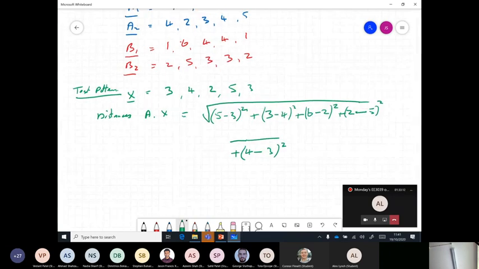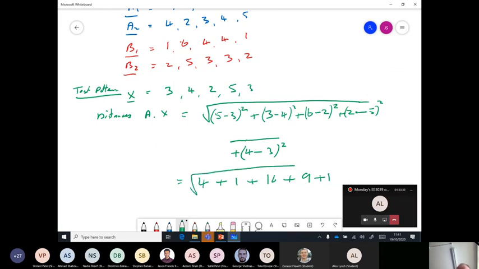And working that out, it is going to be 5 minus 3 is 2, squared is 4, plus 3 minus 4 is minus 1, squared is 1, plus 6 minus 2 is 4, 4 squared is 16, plus 2 minus 5 is 3, 3 squared is 9, and plus 1. And it is the square root of that, which is the square root of 31. Root 31 is the Euclidean distance of the test pattern X with A1.